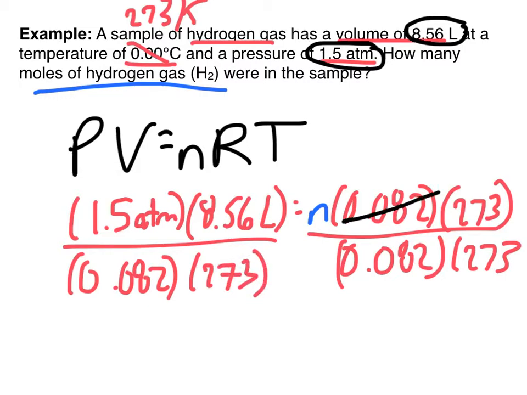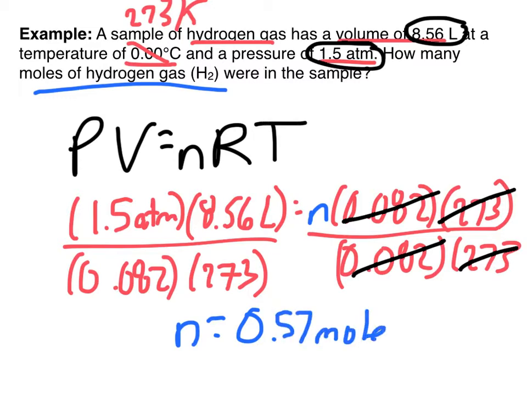Okay, and then notice these would cancel away. And so in your calculator, what do you get n to be equal to? n equals about 0.57 moles. Is that a reasonable answer? Yeah, I guess it's a reasonable answer. It kind of makes sense.